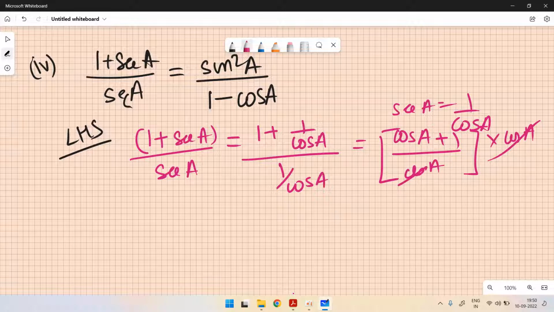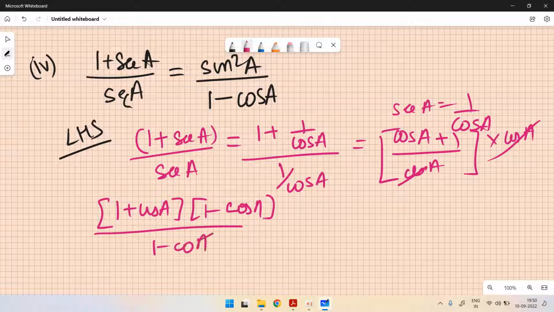Now 1 plus cos A, you can multiply and divide by 1 minus cos A. So in the numerator there is A plus B, and this is A minus B, so this is A square minus B square. So this is 1 square minus cos square A by 1 minus cos A.